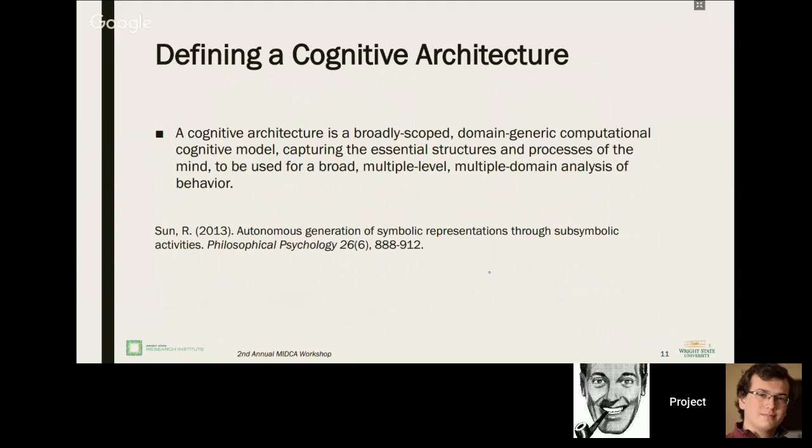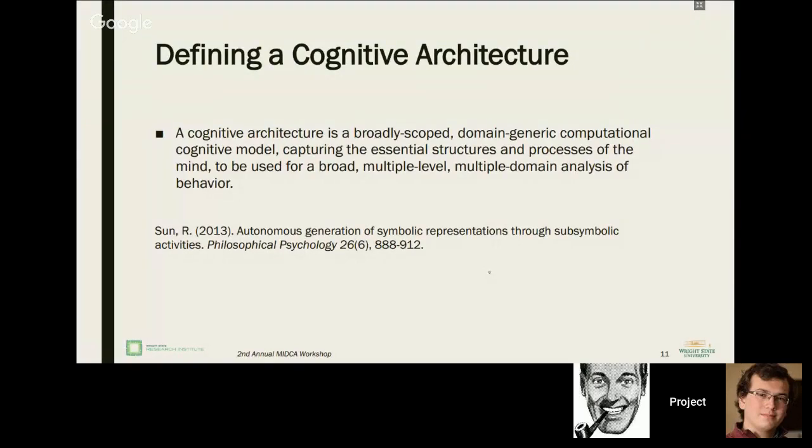Then there's a separate architecture definition by Ron Sun. He has an architecture called Clarion, but this is a very similar definition as well. He says that a cognitive architecture is broadly scoped, it's domain generic or domain independent. It's a computational cognitive model and captures essential structures and processes of the mind to be used in broad, multiple level, multiple domain analysis of behavior. So I think that is very consistent with what we've seen, both in the principle of rationality and the previous definition.